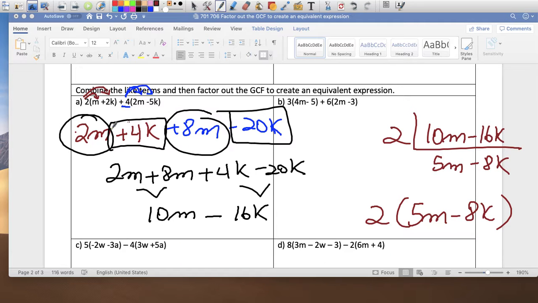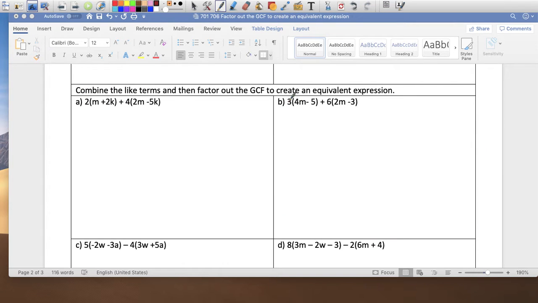Okay. So you had to do the distributive property, combine like terms, and then once you had an expression, right? This expression, that one is the one that you had to do the GCF, which looked like that. Next one, 3 times 4, so I'm going to write it 12M. 3 times negative 5 is negative 15. Positive 6 and 2M is 12M. And 6 times negative 3 is negative 18.